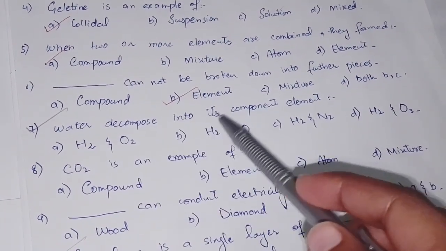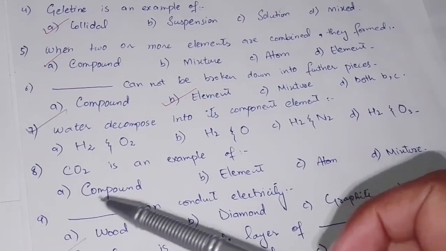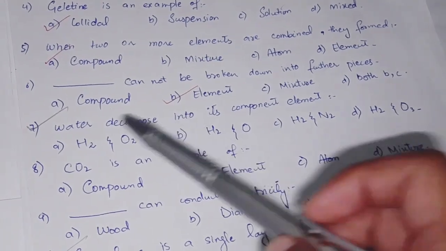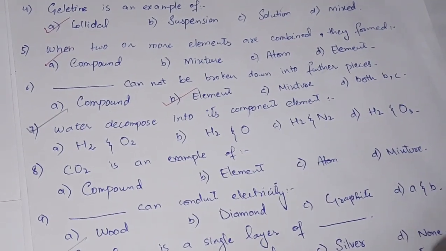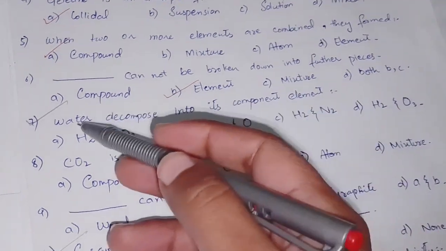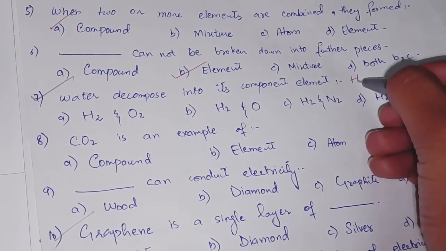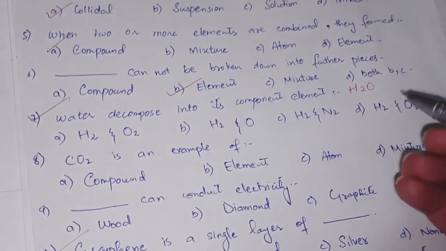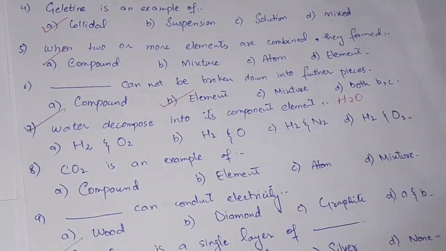Water decomposes into its component elements. Which are the component elements of water? It is simply hydrogen and oxygen, because the formula of water is H2O. There is only hydrogen and oxygen here.